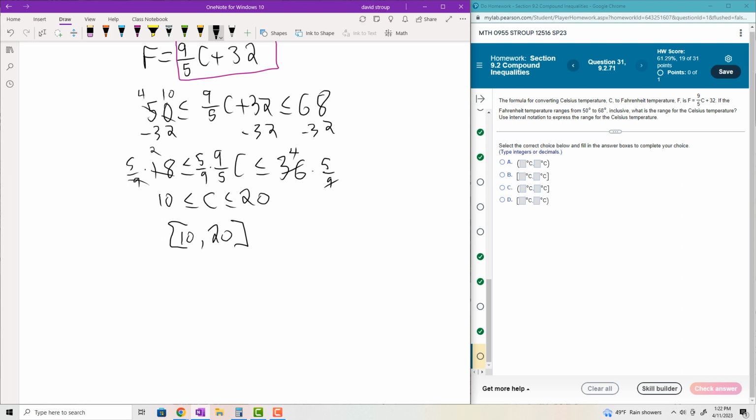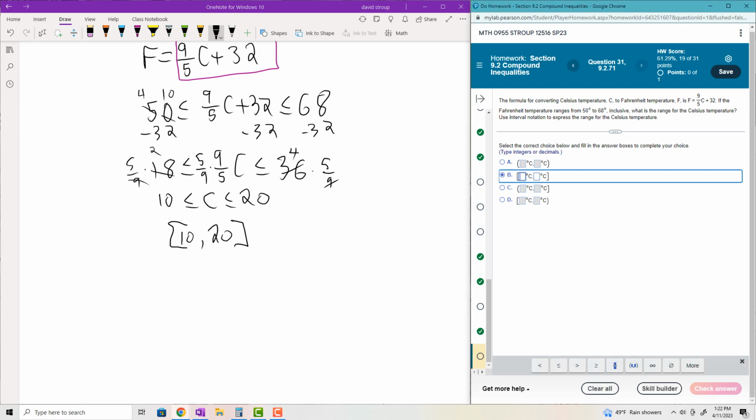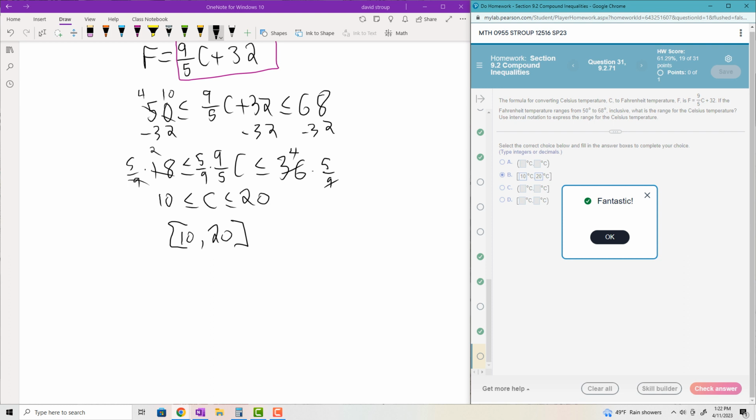So the only one with square brackets on both ends in the answers is B, so it must be 10 and then 20. Check answer.